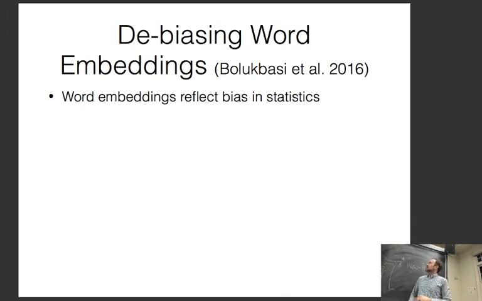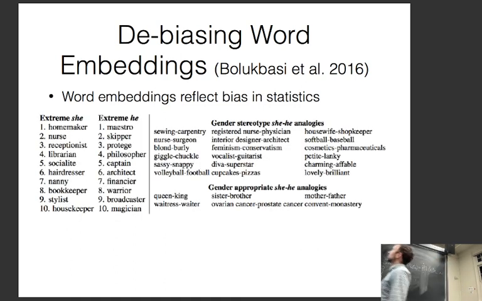So the final one, this is kind of important nowadays when people are very interested in the implications of building systems. So you go out to a company, you build a big system that affects lots of people's lives. And you want it to affect their lives in a positive way and not a negative way. And what people have realized is that word embeddings reflect bias in statistics. So one example is if you take occupations and you say extreme she, it tends to be things like homemaker, nurse, receptionist, librarian, socialite. And for he, it reflects things like maestro, skipper, protege, philosopher, and captain.